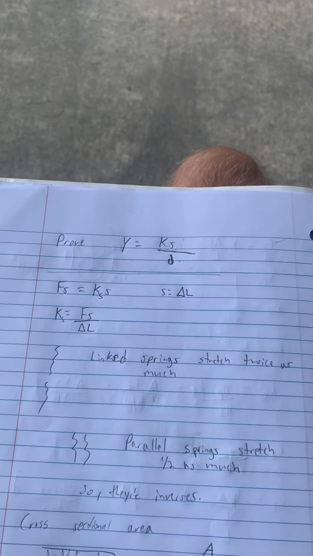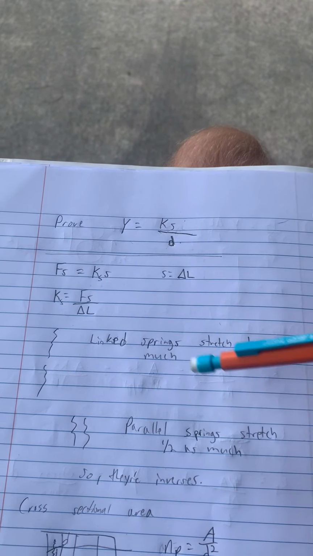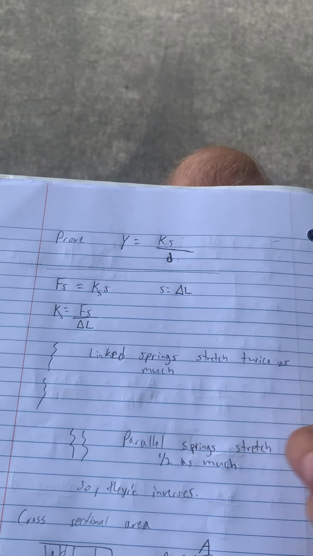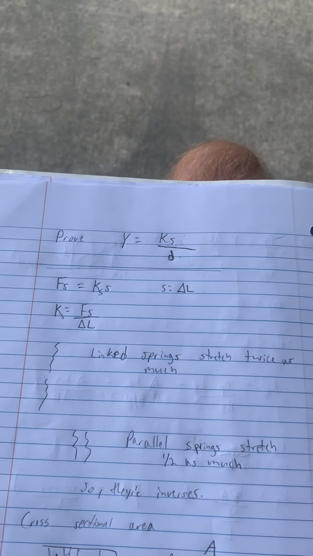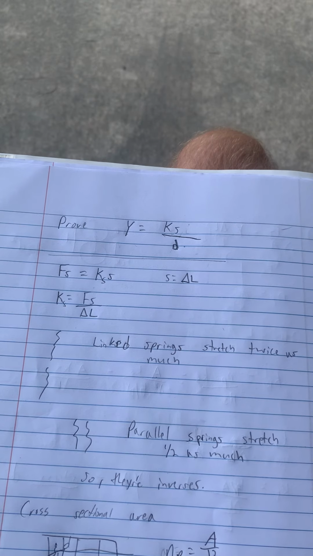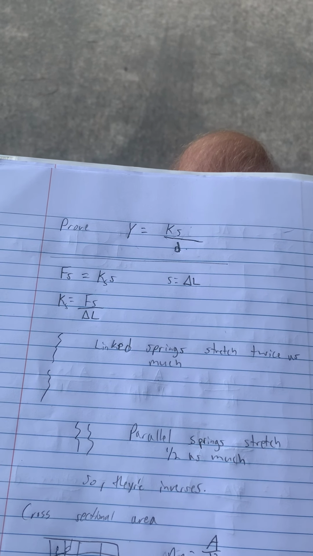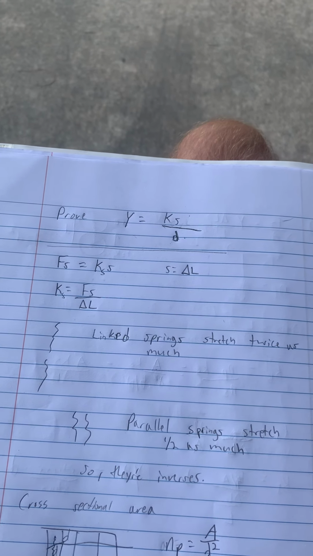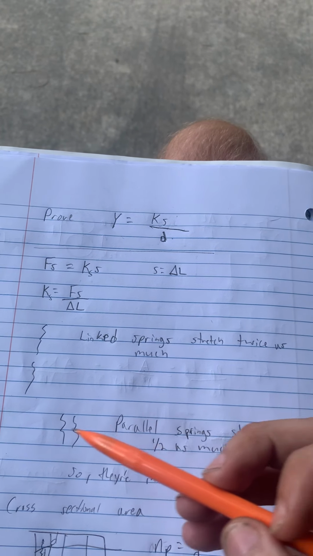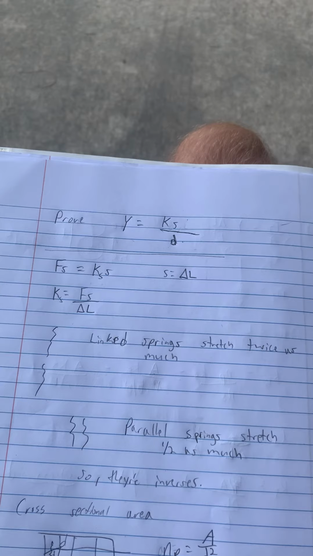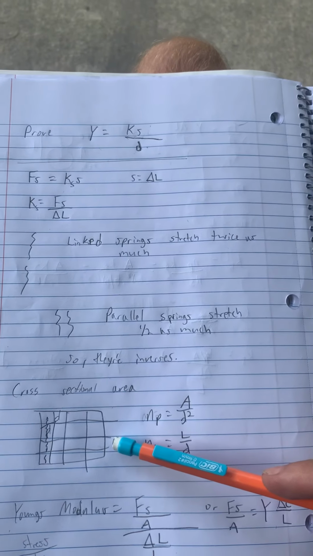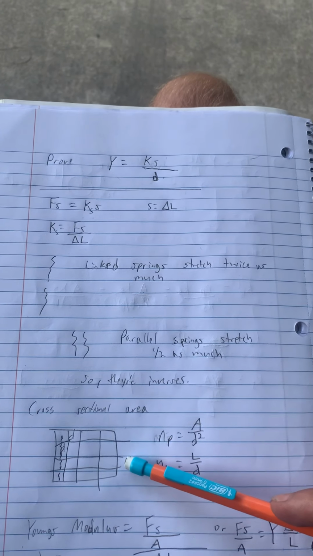And we know that when springs are linked, they will stretch twice as much when hanging the same object as just the first spring. And parallel springs work the opposite way. They would stretch half as much. It's got twice the force against the mass of the object hanging down with double the force of the spring. So, makes sense.